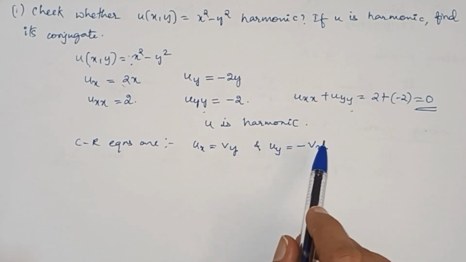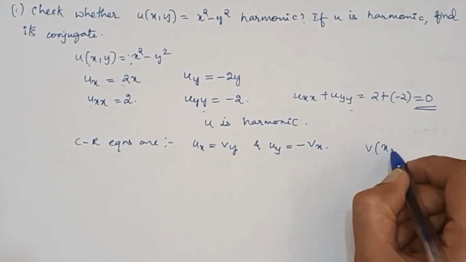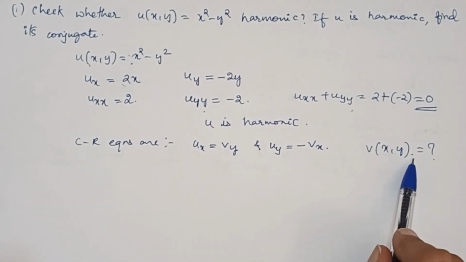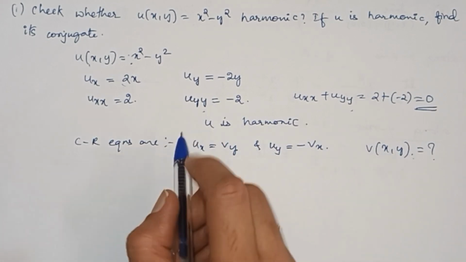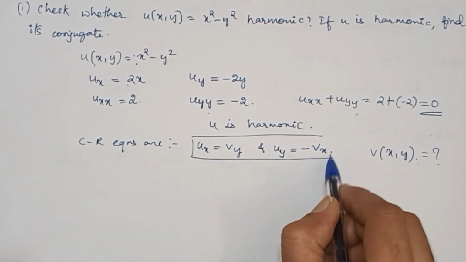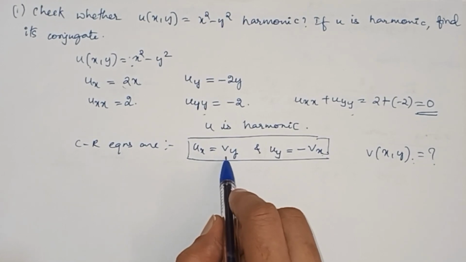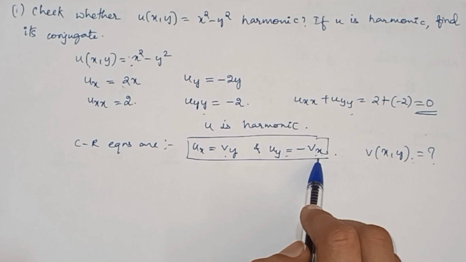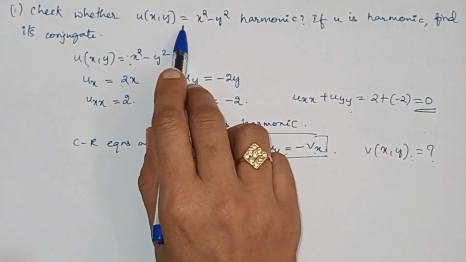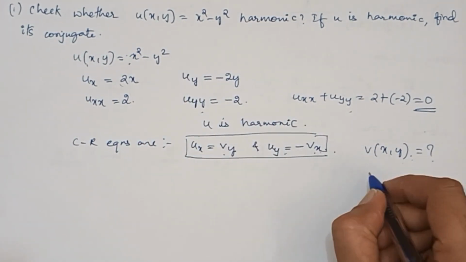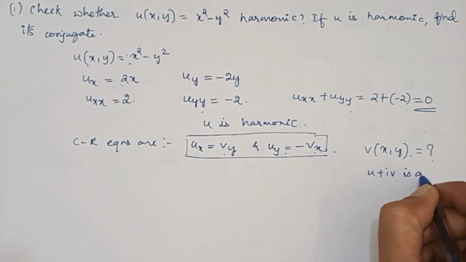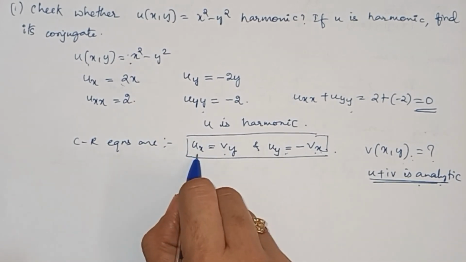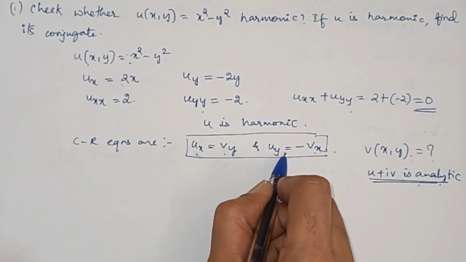So I don't know the function v. I have to find out that function v of x comma y. But we have this condition, that is Cauchy-Riemann equations, ux is equal to vy and uy equal to minus vx. This condition will get because the function u is harmonic, there exists its conjugate such that u plus iv is analytic. Whenever you have an analytic function, then any analytic function satisfies Cauchy-Riemann equations.